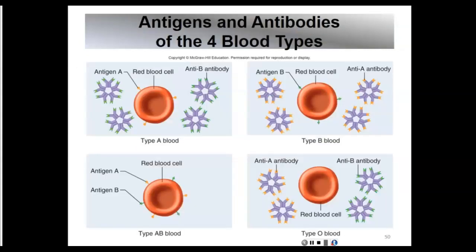This is a better picture than a chart, I think. So on the top left, we have type A blood. With type A blood, you have antigen A, or A antigens, on that red blood cell. So then the body will produce an anti-B antibody. Opposite with type B blood, the antigen B is on the surface, and so you have anti-A antibodies. If you have type AB blood, you have both antigens with no antibodies. And if you have type O blood, you have no antigens and both antibodies.